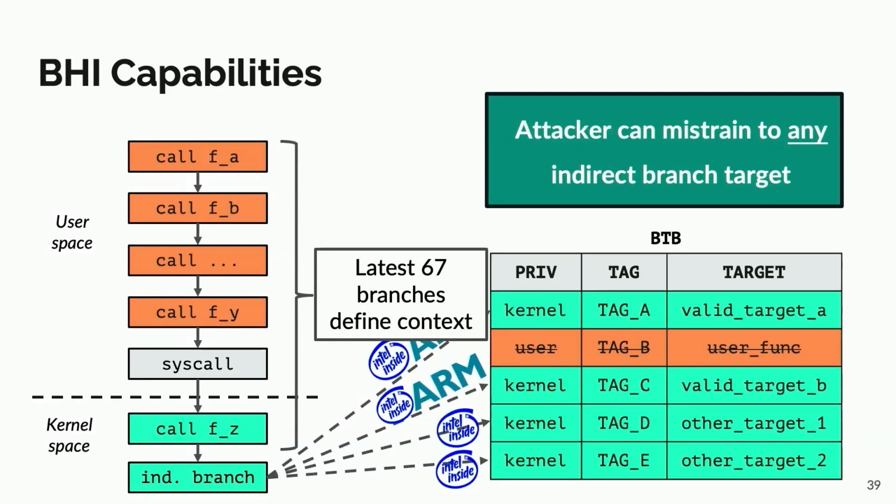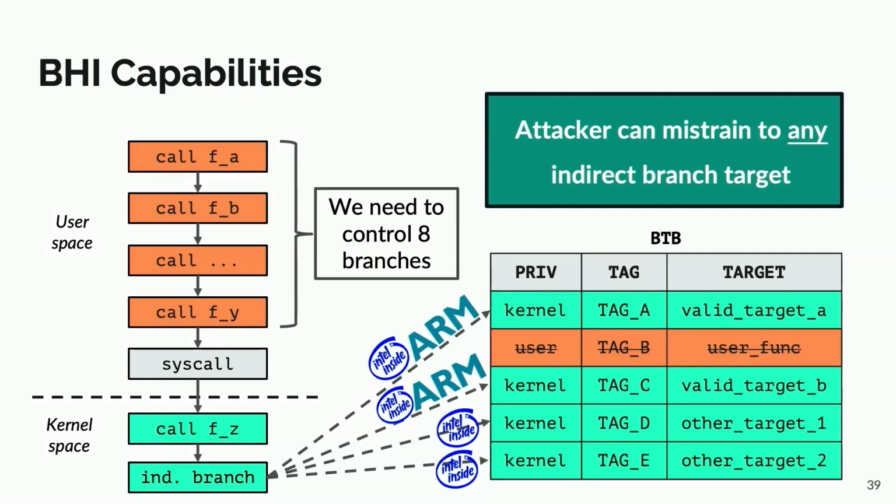To give you some numbers, in the Intel 11th Gen, for example, the context or the history is composed of the latest 67 taken branches. As an attacker, we only need to control 8 of them. So we can even attack very deeply nested indirect branches in the kernel.